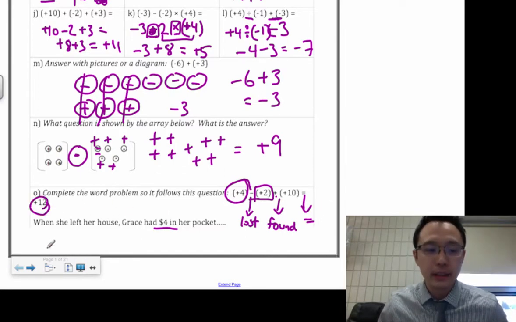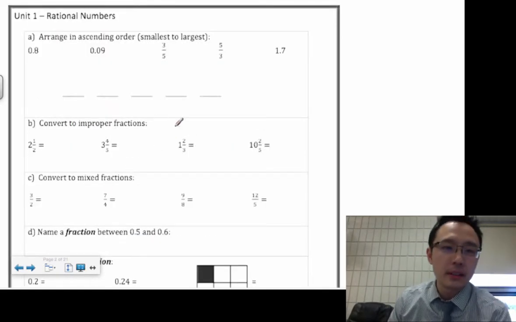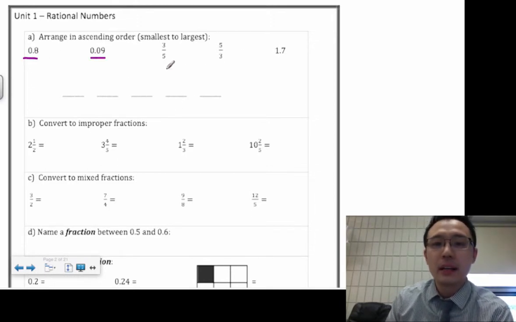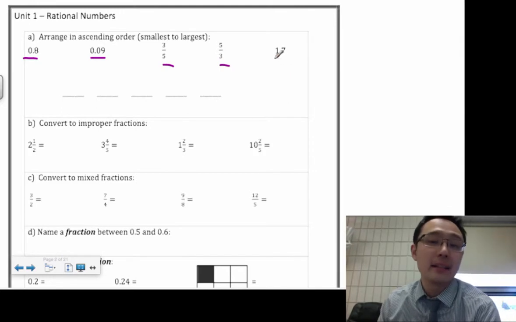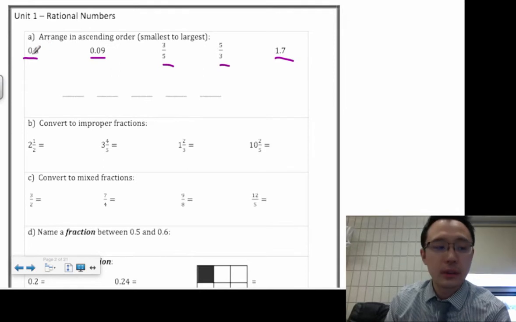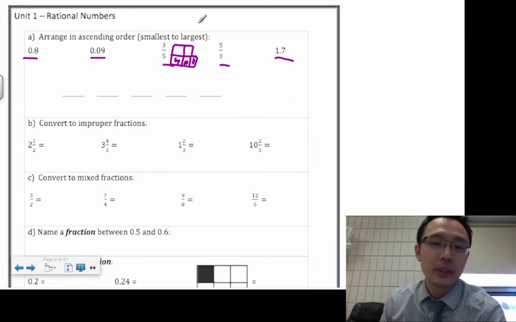So that's page 1. Simple integer stuff. What's the next one? Ascending order, smallest to largest. So when you are given decimals and fractions, it's always a good idea to see which number has 1 and over. So if you look at this, this is 0.8, 0.8, 0.09. You know that this is going to be less than 1 because there's a 0 there, 0 here. 3 out of 5, that means if you have 5 pieces, you have, well, you have 1, 2, and 3. That's less than the whole. So that's less than 1.